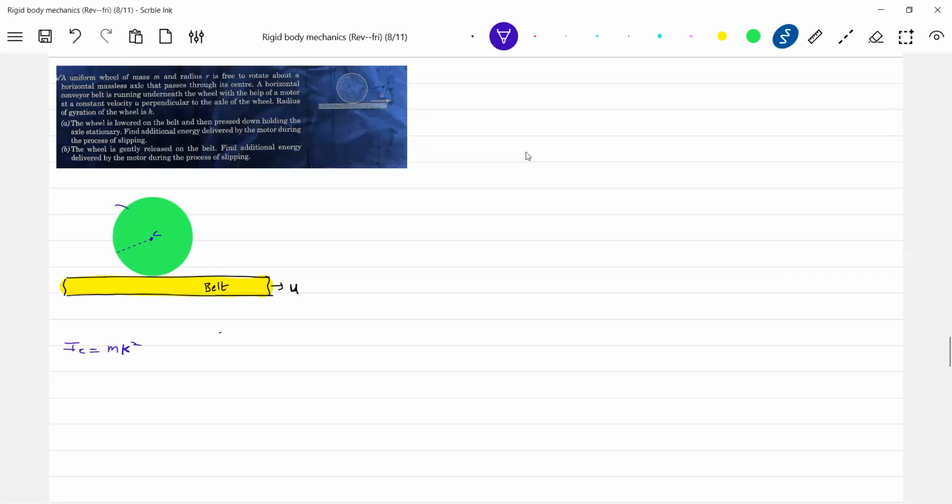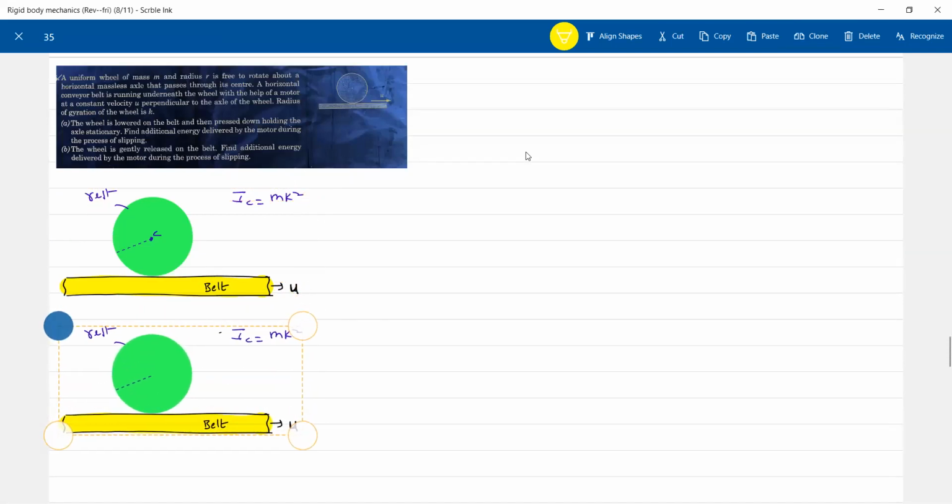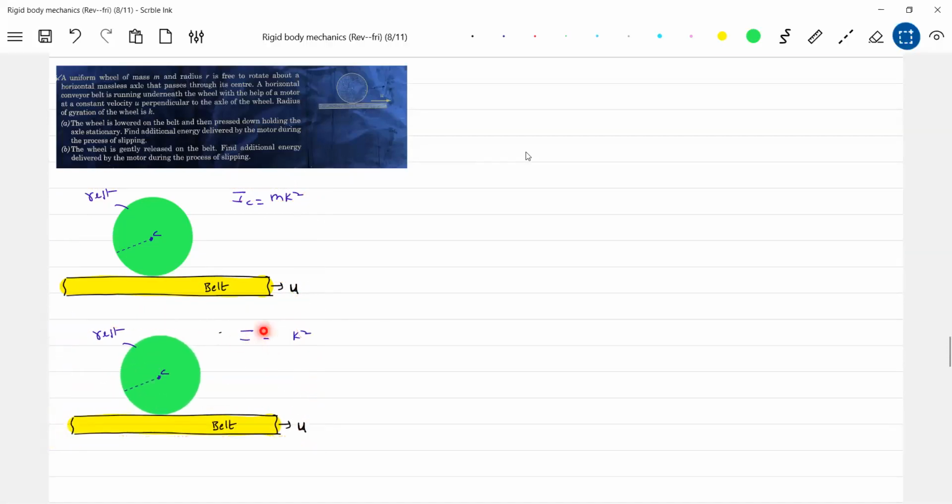Initially, this is released. This is at rest. What will happen? The very next moment, it will start moving. The part A of the problem is what I'm discussing. What will happen the moment the wheel comes in?